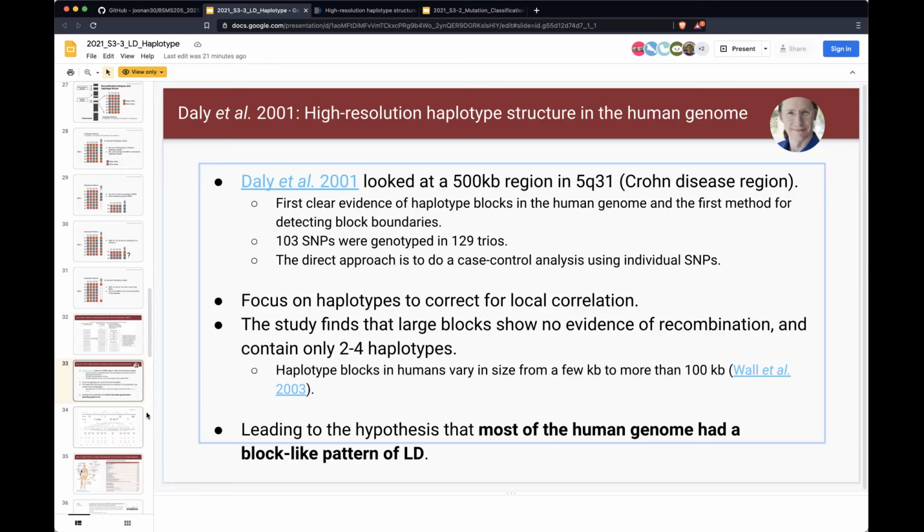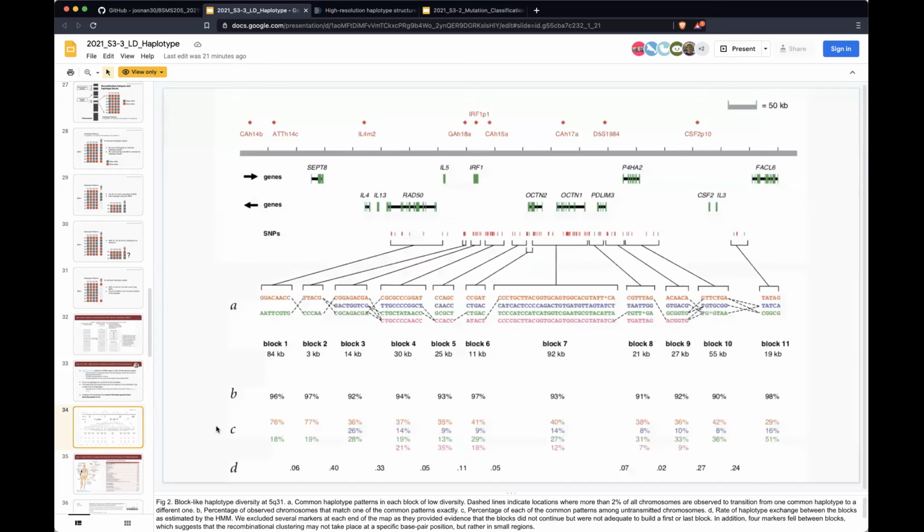And this is the result from the paper. They looked at the 500 kilobase region and found 11 blocks, and each block is around 3 to 100 kilobases, so small blocks or sometimes large blocks, right? These regions always form linkage areas, and they tend to segregate to the next generation.